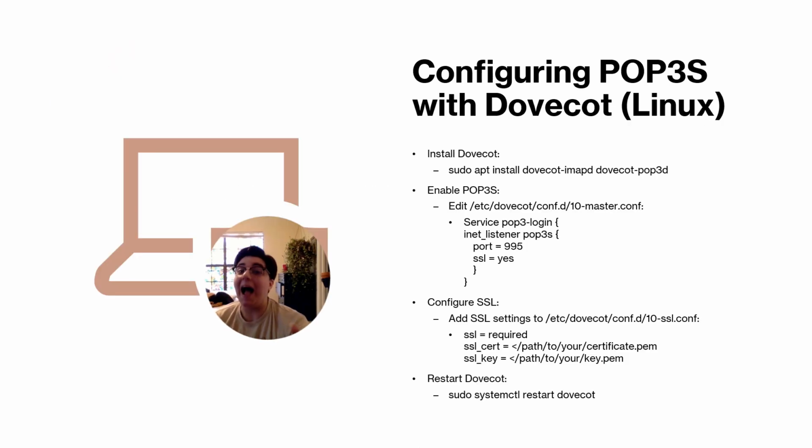Now, let's talk about how to configure POP3S using Dovecot on a Linux server. First, we need to install Dovecot with the appropriate POP3 and IMAP packages. Once installed, we edit Dovecot's configuration files to enable POP3S. Specifically, we define the listener port as 995 and enable SSL in the settings. Next, we provide Dovecot with an SSL certificate and a private key. These are what the server uses to encrypt and authenticate secure connections. Finally, we restart the Dovecot service to apply the changes. From this point forward, the server can handle encrypted POP3S connections.